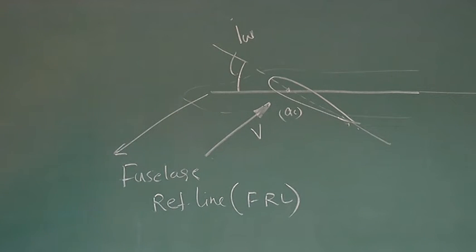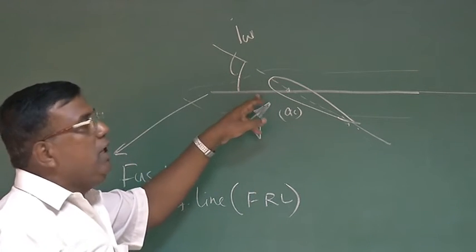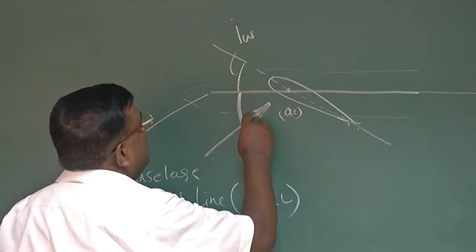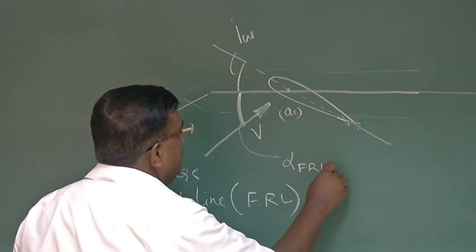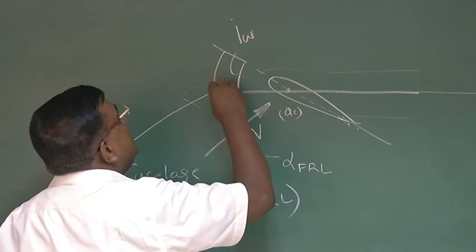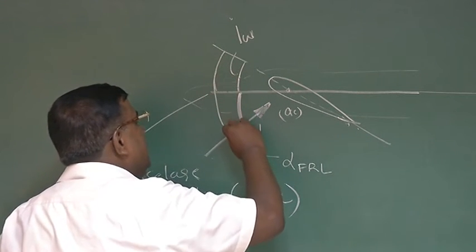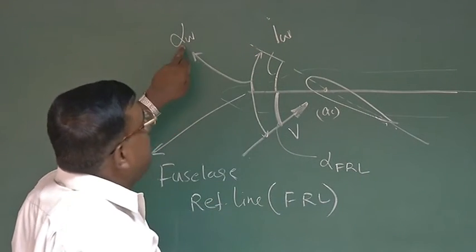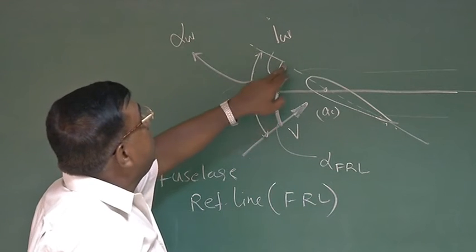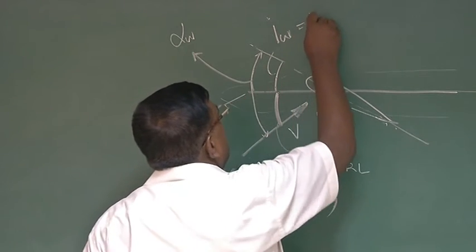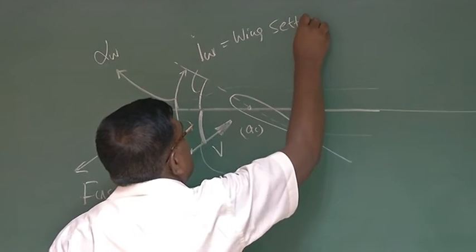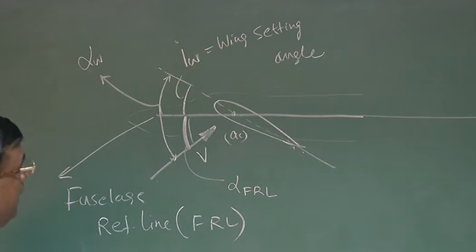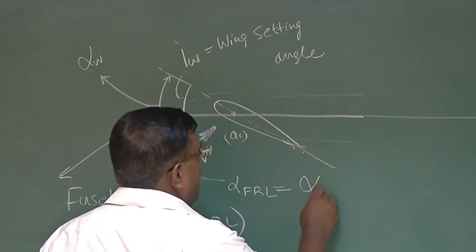Okay. So what is wing setting angle? It is the chord line, how much angle it is making with the fuselage reference line. So I call the angle between the velocity vector and the fuselage reference line alpha FRL, and this angle is IW, wing setting angle. So total angle, velocity vector to the chord line, is the alpha of the wing. Then the chord line making an angle with the fuselage reference line is IW, wing setting angle, and this of course is alpha FRL, alpha fuselage reference line, and we could see from geometry alpha FRL is nothing but alpha W minus IW.